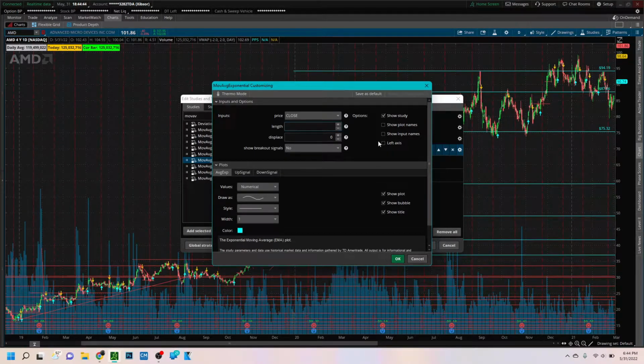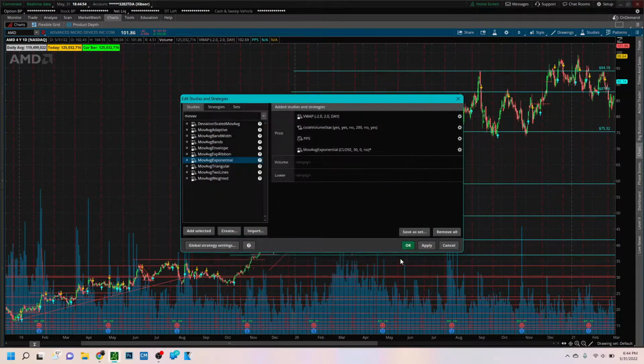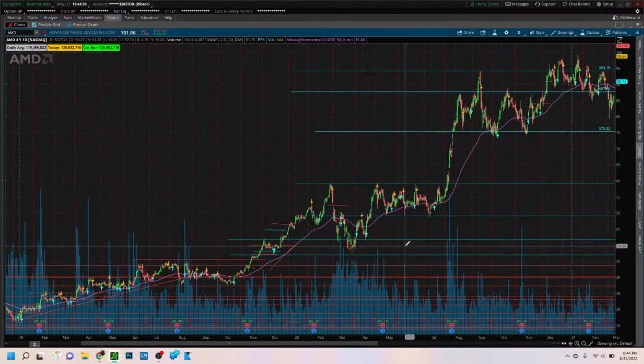So for this strategy, we're going to use the 50 moving average. We're going to change the color to, let's do a purple. So we're going to have a purple 50 moving average here, and then we're going to hit apply.